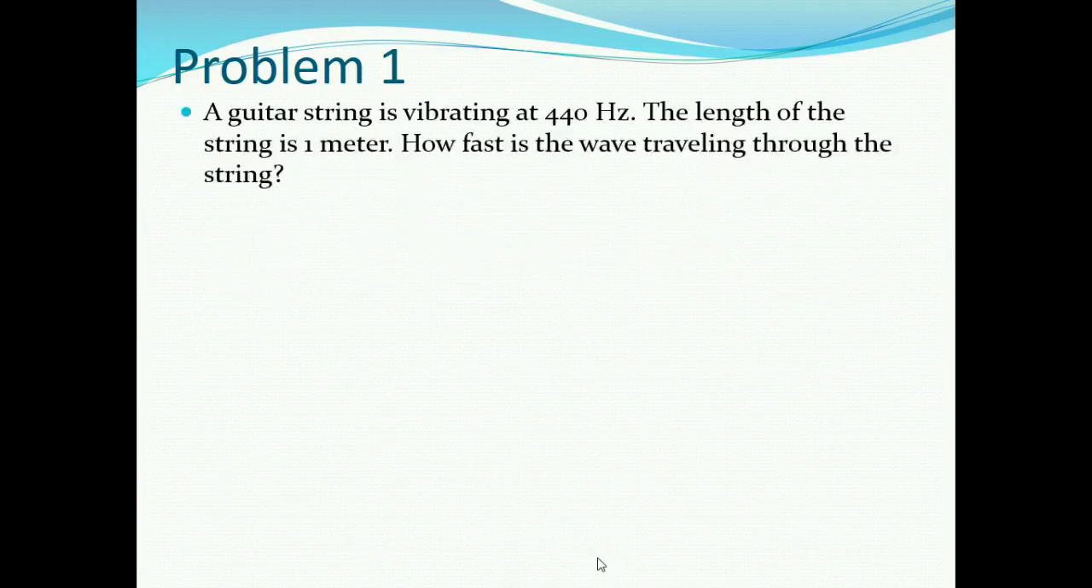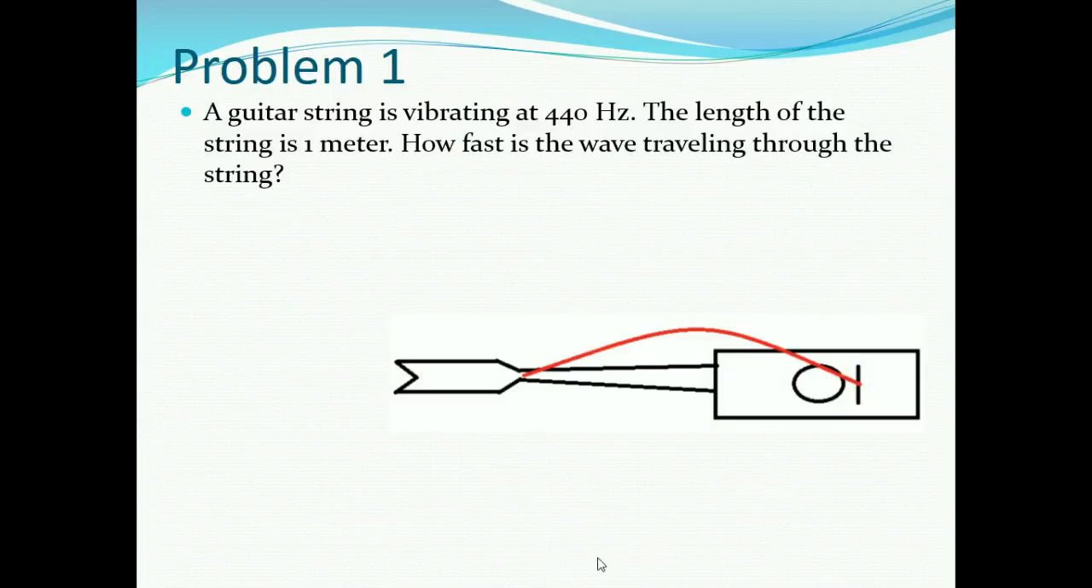So here we're just going to do one simple problem to show you how to do a wave problem. A guitar string is vibrating at 440 hertz. The length of the string is 1 meter. How fast is the wave traveling through the string? So imagine that we have a string on a guitar like this, and it's vibrating back and forth. So 440 cycles per second, or 440 hertz, and it's 1 meter long.